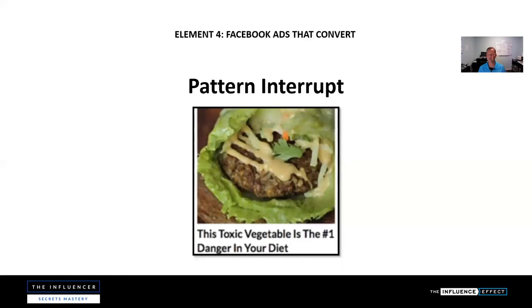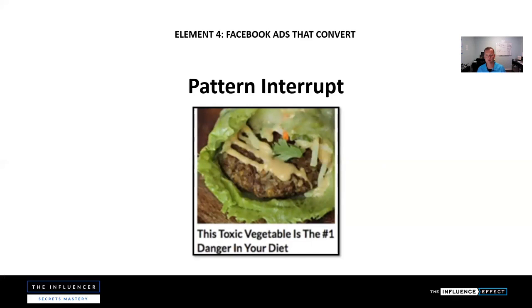Or here's another pattern interrupt. You think, what in the world? This is the most disgusting picture. I can't quite look at it very long, but I don't know what I'm really looking at. It seems kind of like a burger. I guess that's meat. There's some kind of sauce on it. It's wrapped in lettuce, so some kind of lettuce wrap thing. And it says this toxic vegetable is the #1 danger in your diet. So clearly this type of image is creating pattern interrupt.